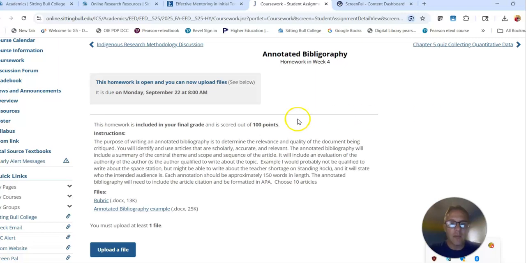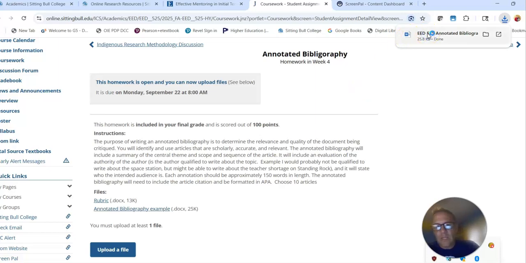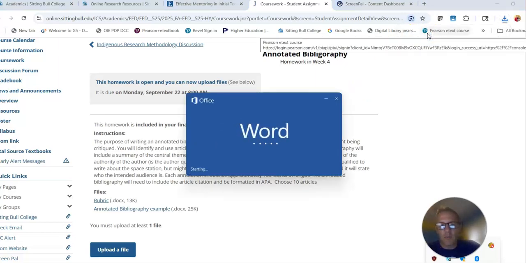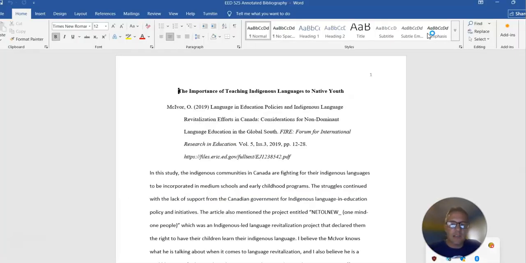Okay, so an annotated bibliography is to determine the relevance and quality of the document being critiqued. You are going to look for 10 articles, any articles you want from anywhere. It doesn't matter necessarily, right? But the topic of your choice. So if you know what it is you want to potentially do for your thesis or your project, you can start looking at those topics. Here's an annotated bibliography example and what it looks like. 10 articles, about 150 words approximately. You've got to have some detail in it, right? I have to know that you read through it, analyzed it, synthesized it a little bit.